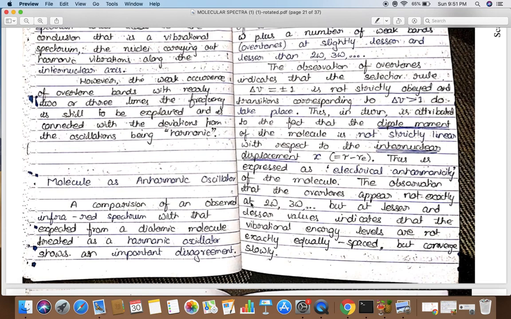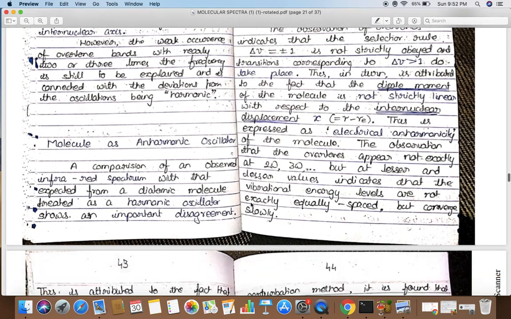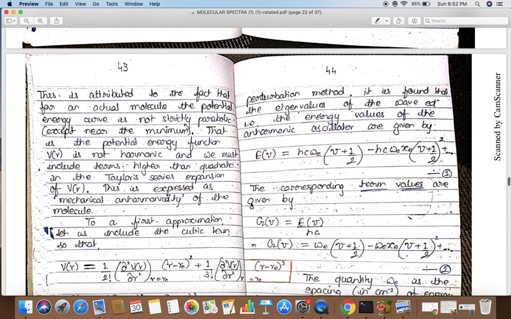This is expressed as the electrical anharmonicity of a molecule. The observation that the overtones appear not exactly at 2 omega, 3 omega, but at lesser values indicates that the vibrational energy levels are not exactly equally spaced but converge slowly. This is attributed to the fact that for an actual molecule, the potential energy curve is not strictly parabolic except near the lower energy levels, near the minimum; the potential energy function V of R is not harmonic.